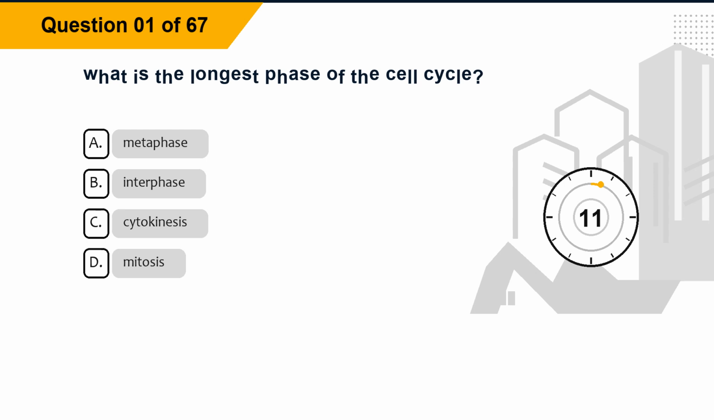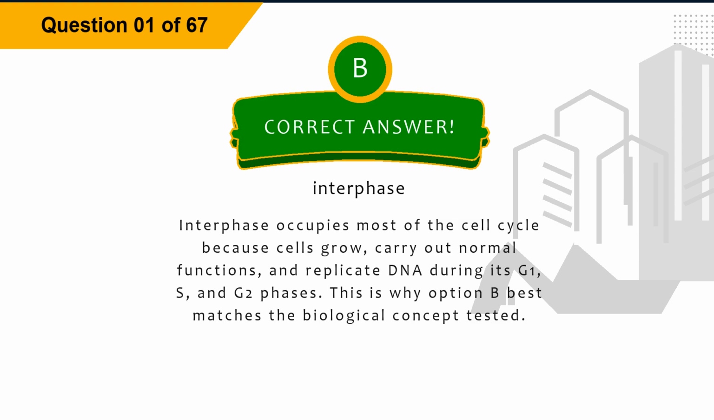Question 1. What is the longest phase of the cell cycle? Option A, metaphase. Option B, interphase. Option C, cytokinesis. Option D, mitosis. The correct answer is option B, interphase. Explanation. Interphase occupies most of the cell cycle because cells grow, carry out normal functions, and replicate DNA during its G1, S, and G2 phases. This is why option B best matches the biological concept tested.